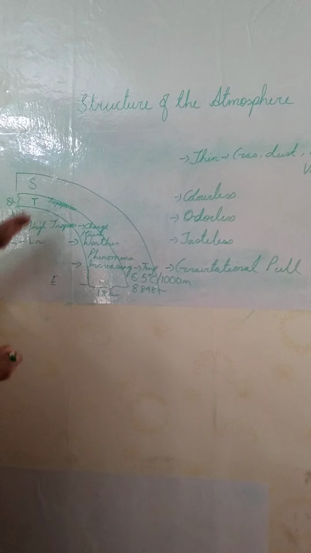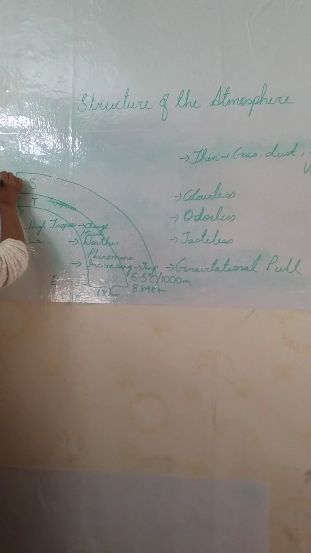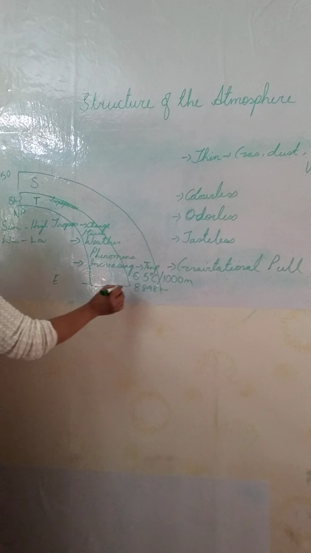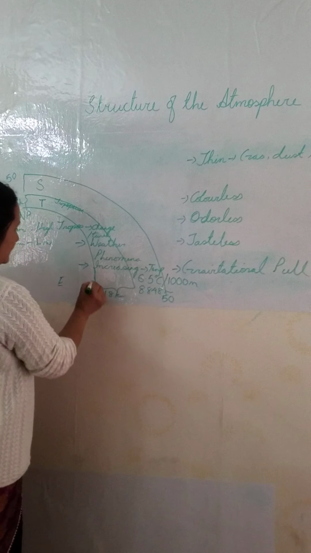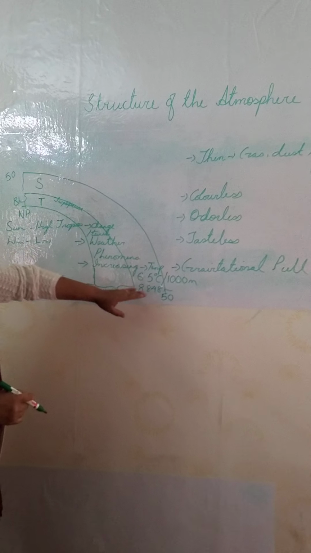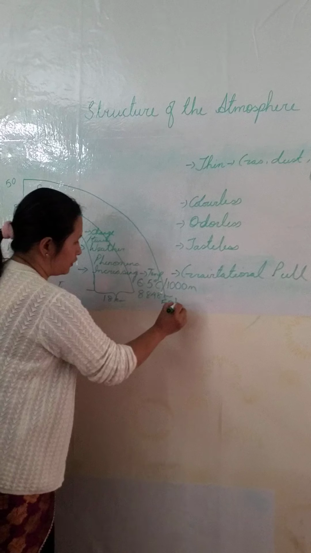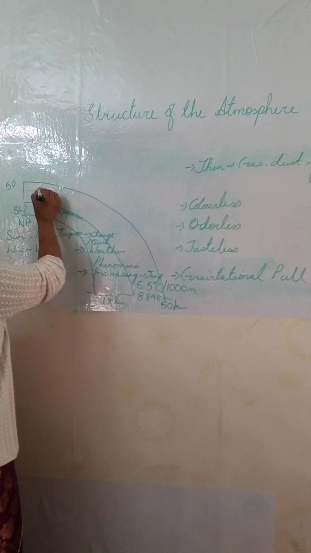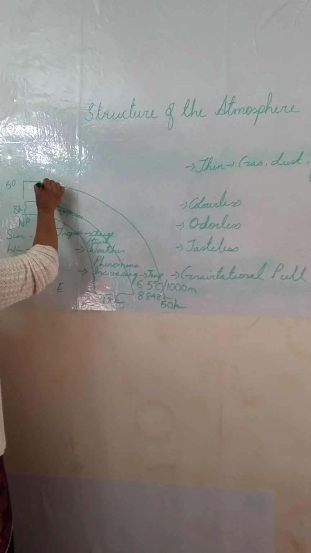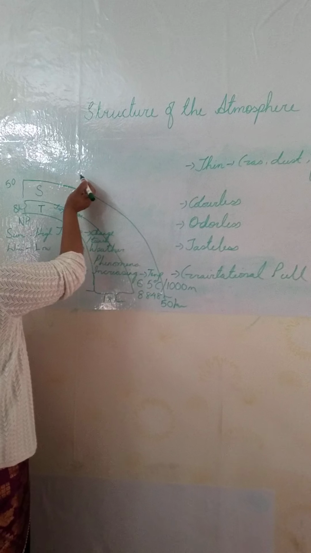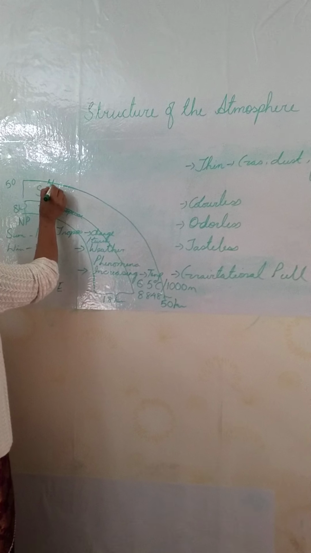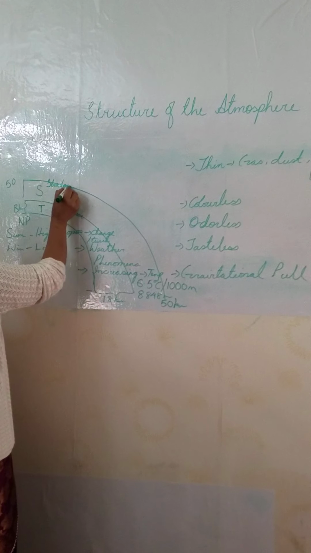The stratosphere is about 50 kilometers from the equator as well as the poles, extending from the crust. This is approximate. Different scientists agree on different heights, but this is a generally accepted height, 50 kilometers. Now the layer which divides the stratosphere from the other layers is known as the stratopause.